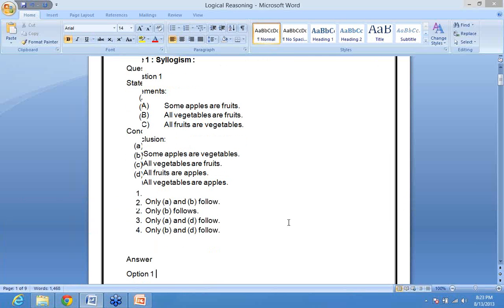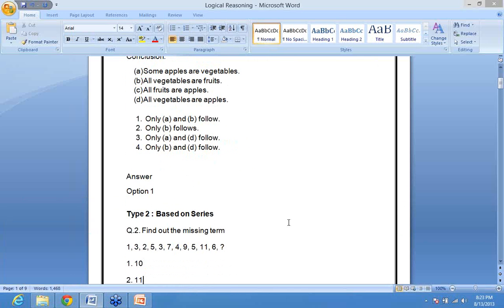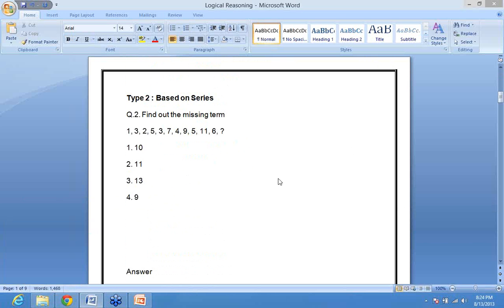Coming to the second type and second question. Type 2 is logical reasoning questions based on series. So there are questions in logical reasoning based on series. Try solving this.